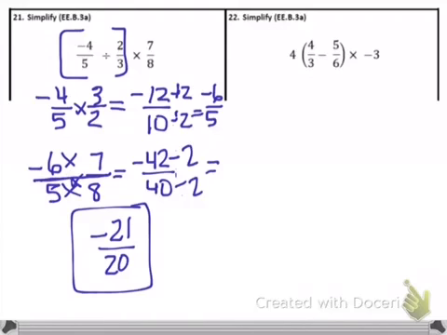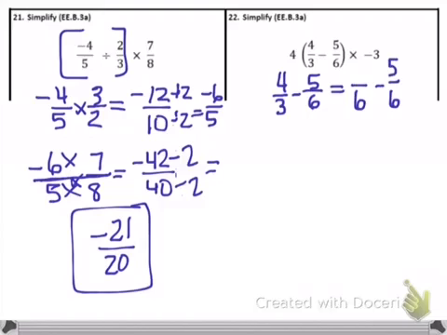On the next one, I have got some work here in parentheses that I need to take care of first. So I have 4/3 minus 5/6. So I'm going to go ahead and take care of that first. But remember, when I add and subtract fractions, I have to have my common denominators. So in this case, it's going to be a 6. So the second fraction will stay as is.